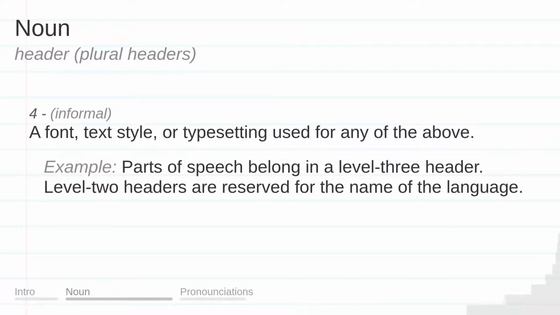A font, text style, or typesetting used for any of the above. Example: Parts of speech belong in a level 3 header. Level 2 headers are reserved for the name of the language.